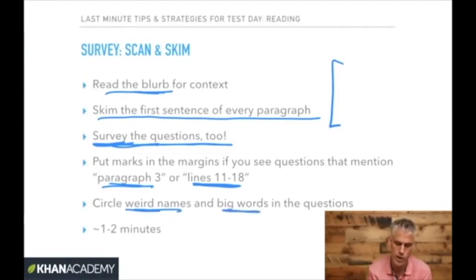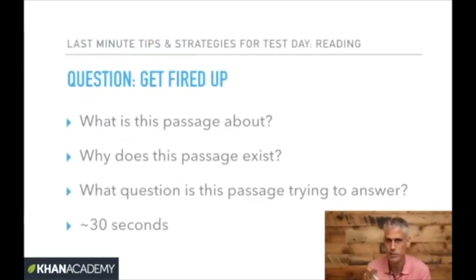You also can circle weird names or big words in the questions because if you have looked at them once, the chances are good that your brain will kind of perk up when you're finally reading the passage. And this should not take very long, just a minute or 2. Not as much as 2, probably close to a minute.